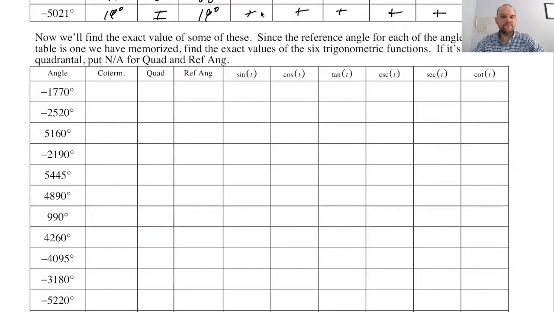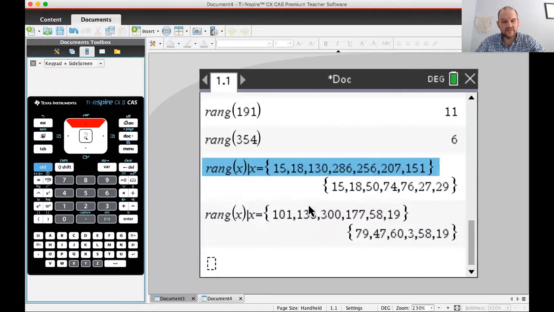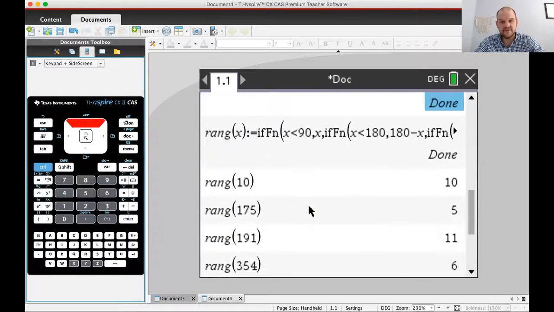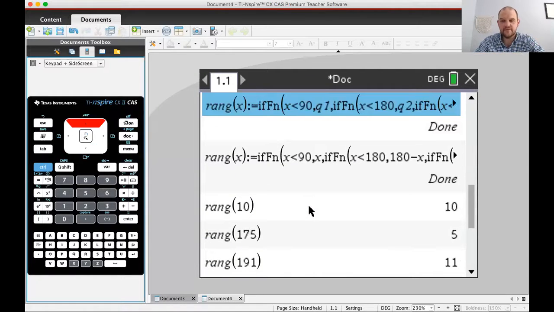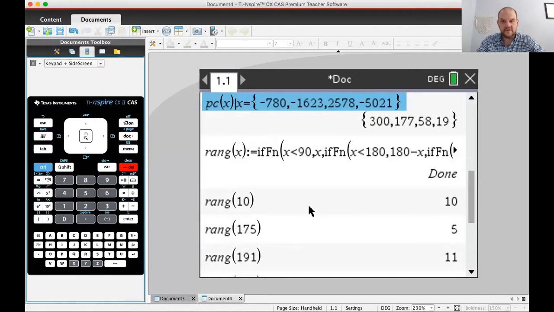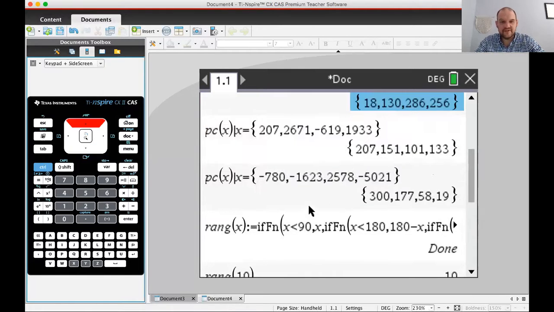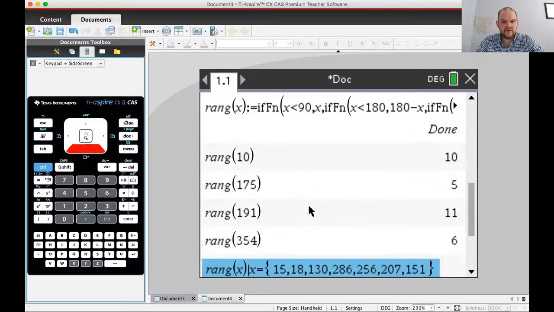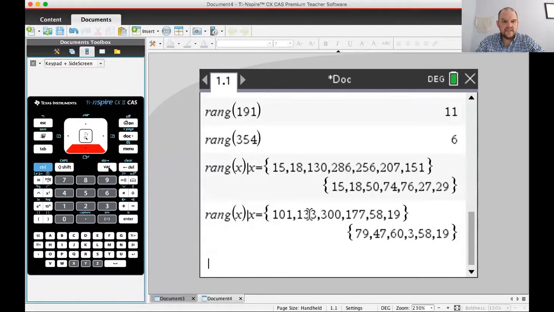So once again, I'm going to go to the calculator, let the calculator do the work on the coterminal and the reference angles. So if you didn't watch the last video, go back and watch the last video, see where these functions came from. But we have two functions, and they are called PC, which is principal coterminal angle, and then rang, which is reference angle.